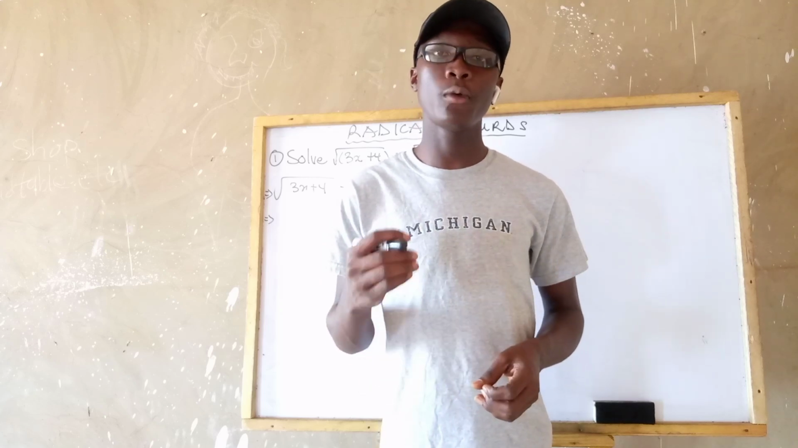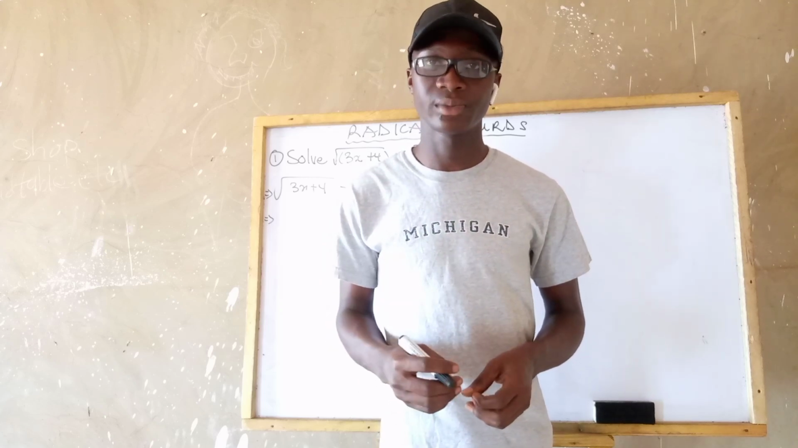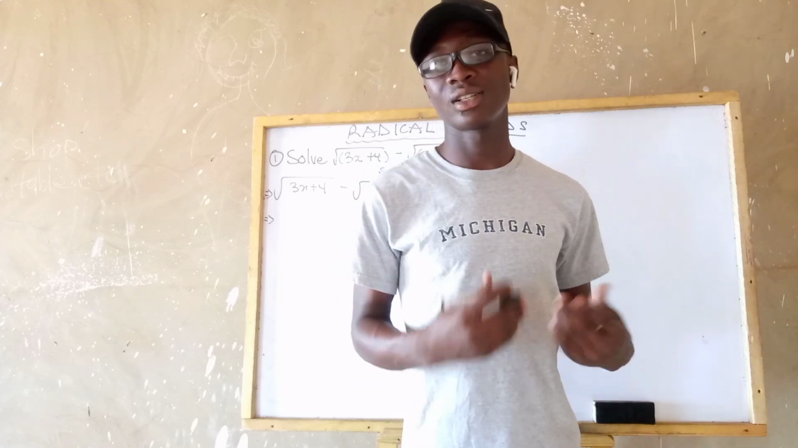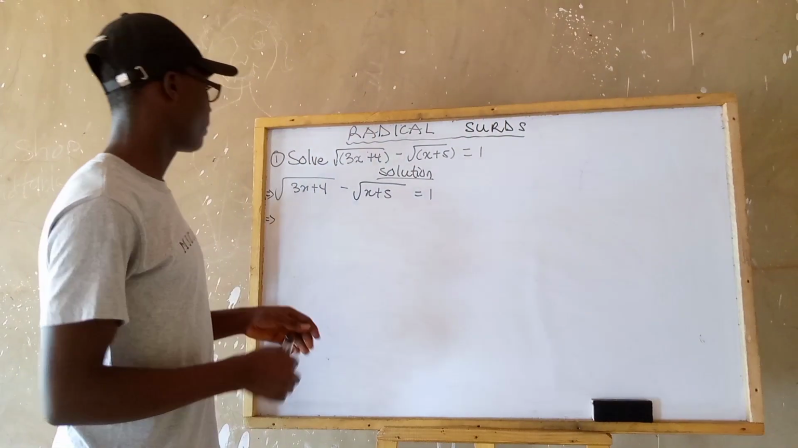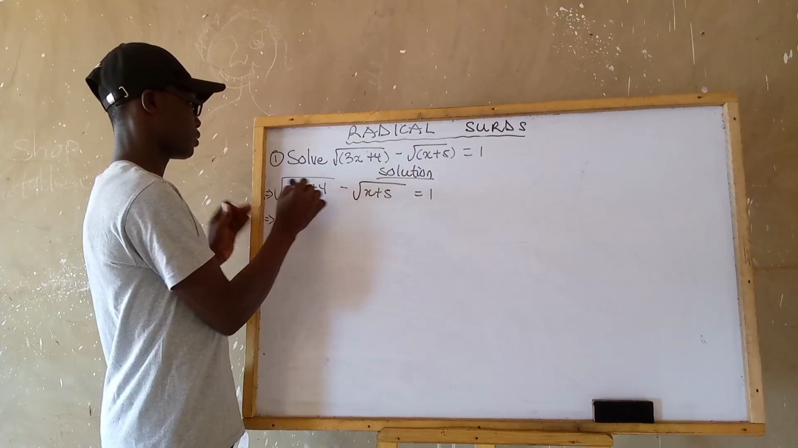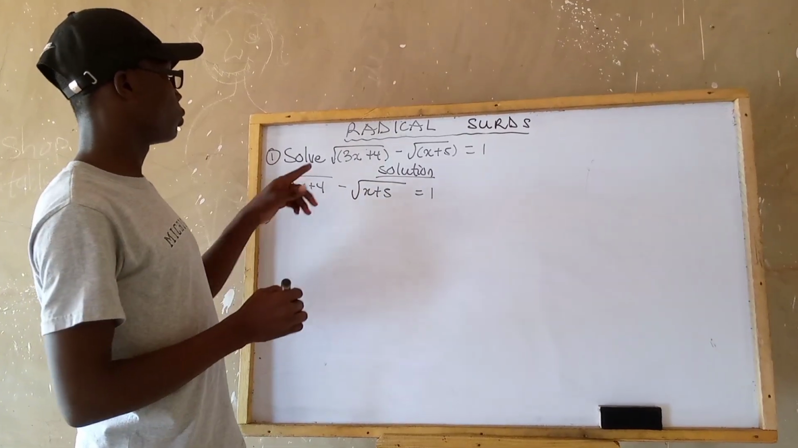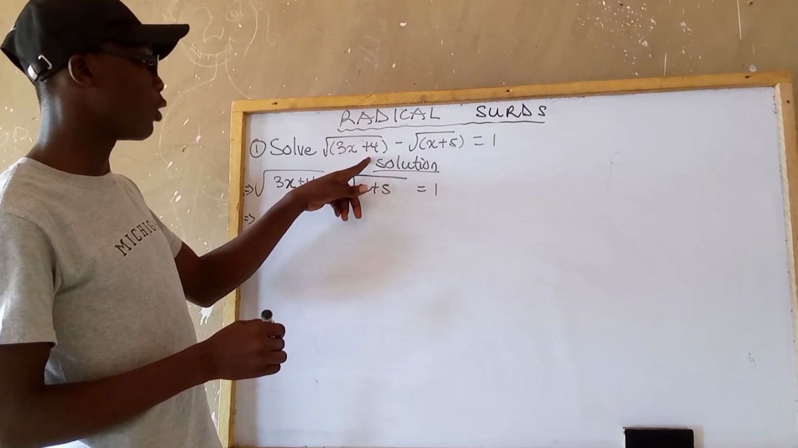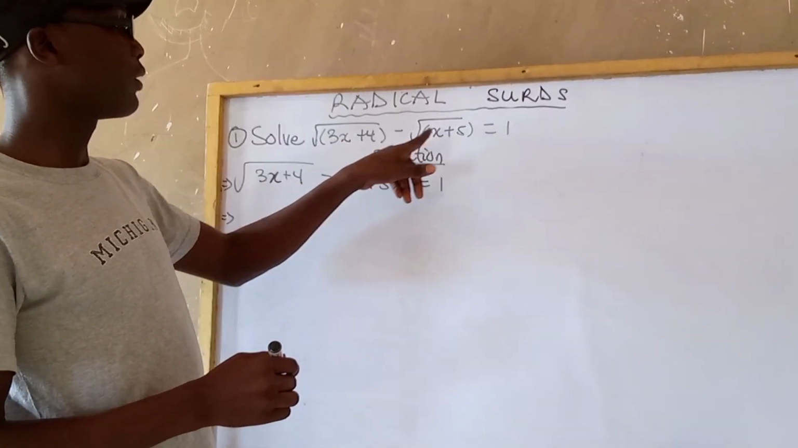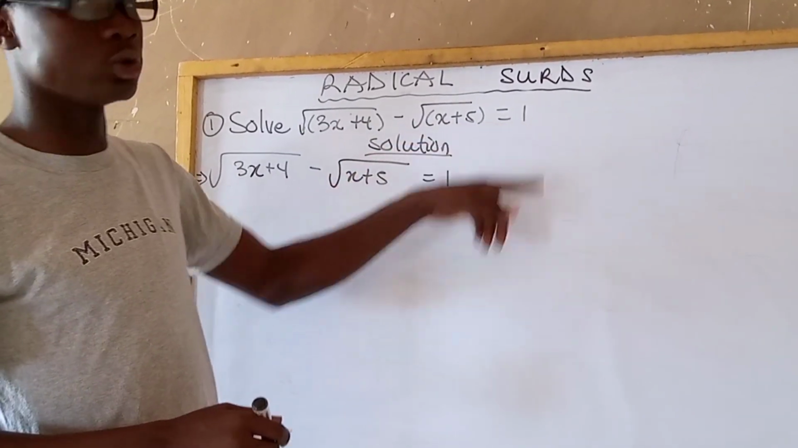Today our lesson will be on radical sets. So radical sets, let's continue. We have: solve root of 3x plus 4 minus root of x plus 5 is equal to 1.